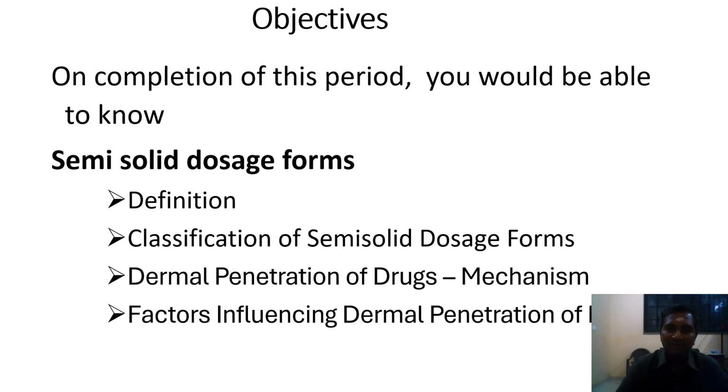By the end of this lecture, you should be able to understand the several aspects of semi-solid dosage form. They include the definition of semi-solid dosage form and the classification of semi-solid dosage form. We will also learn about the dermal penetration of drugs and its mechanism, as well as the factors influencing dermal drug penetration.